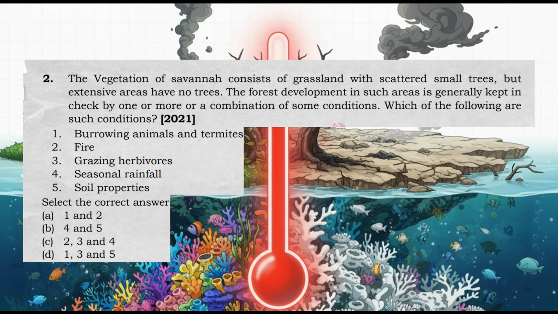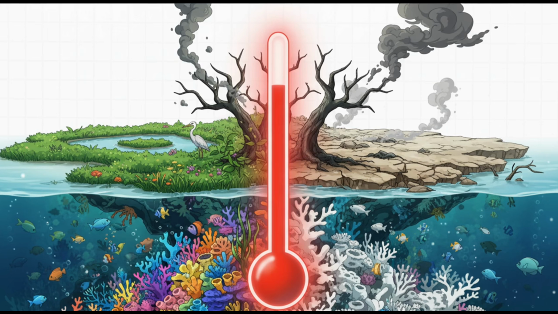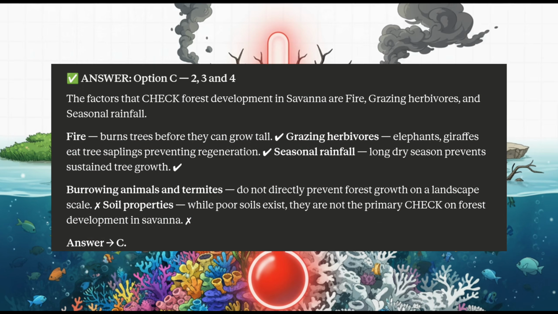Option A, 1 and 2. Option B, 4 and 5. Option C, 2, 3 and 4. Option D, 1, 3 and 5. Pause 8 seconds. Answer, option C, 2, 3 and 4. The factors that check forest development in savanna are fire, grazing herbivores, and seasonal rainfall. Fire burns trees before they can grow tall. Grazing herbivores, elephants and giraffes, eat tree saplings, preventing regeneration. Seasonal rainfall: a long dry season prevents sustained tree growth.